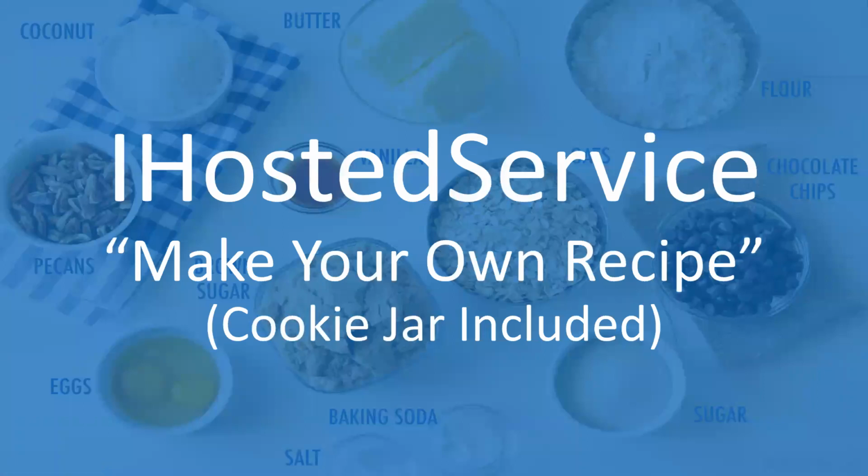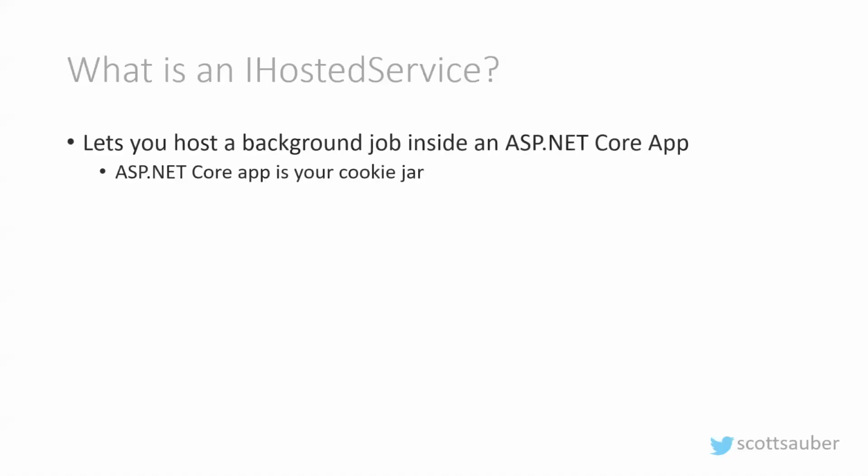To start off with that analogy, we're going to talk about IHostedService. And this is kind of the make-your-own-recipe option, where you've got the raw ingredients, but it's up to you how you want to combine these ingredients together. And the cookie jar is included. I'll talk about that right now.